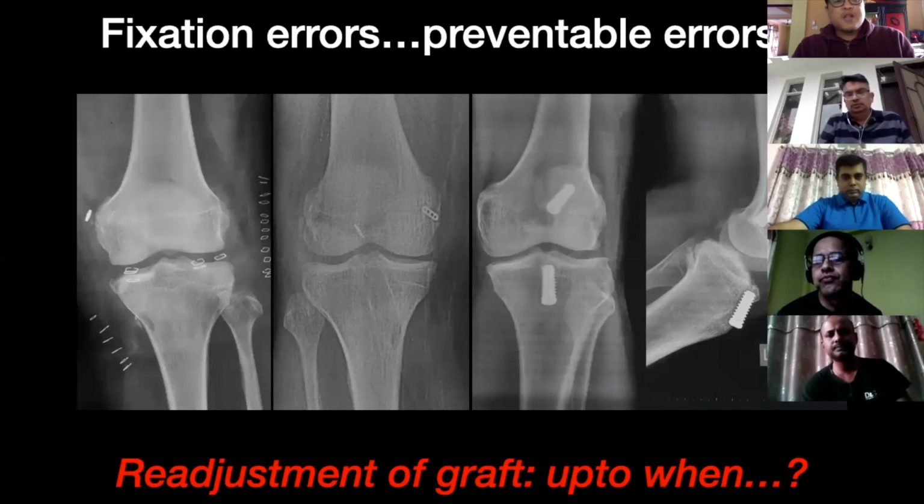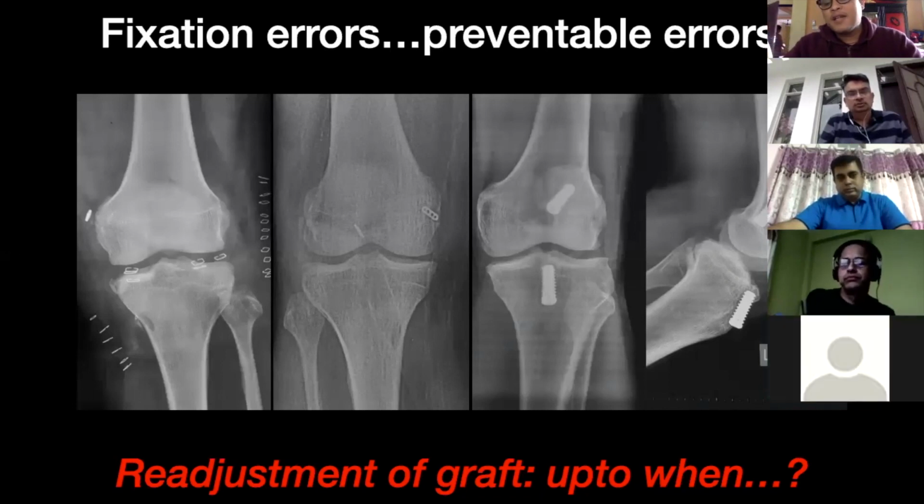Let's continue with our discussion. Among the various errors that happen during ACL surgery, the technical error, the position of the tunnels, is very important and a very common cause of failure of ACL surgery. I have given you some X-rays of the technical errors in this slide.